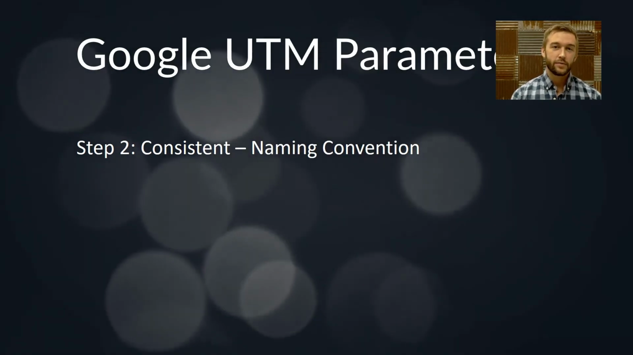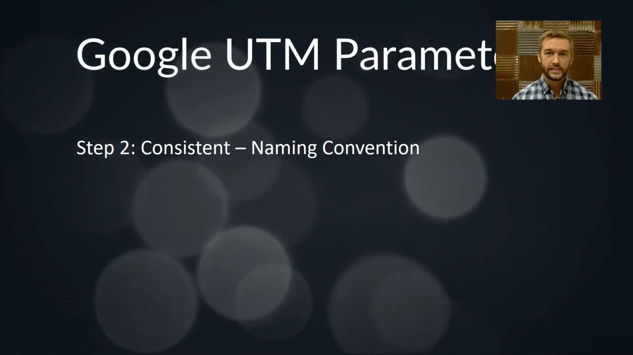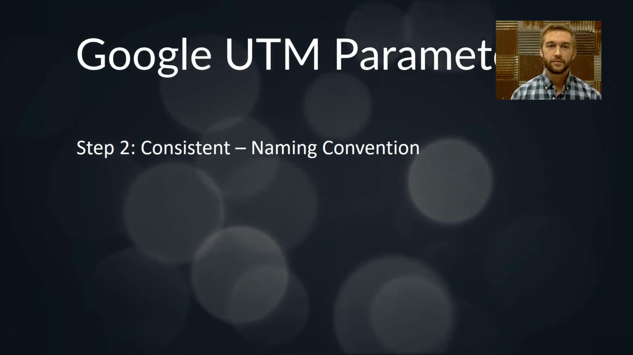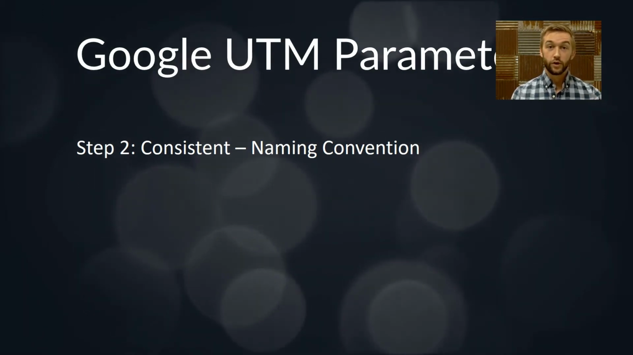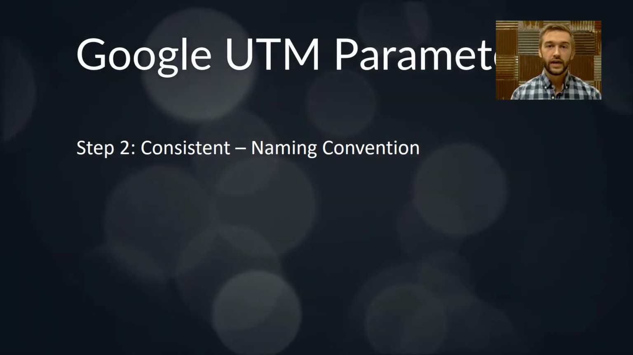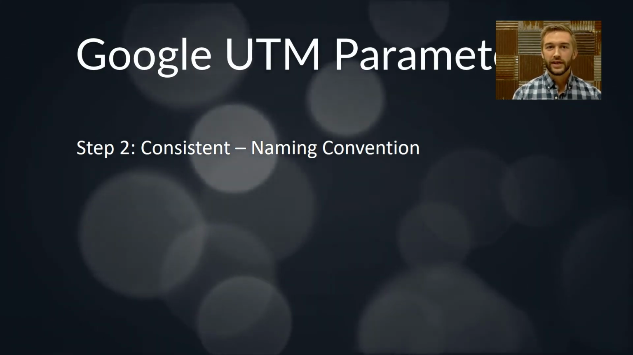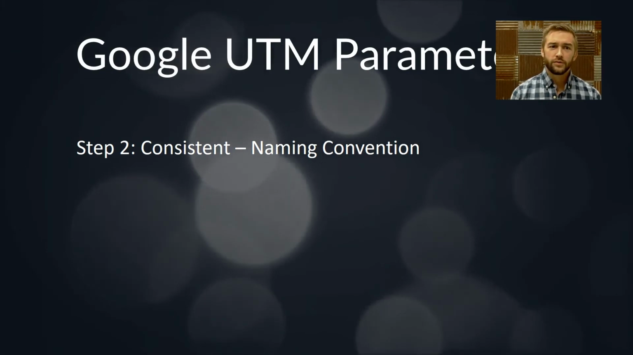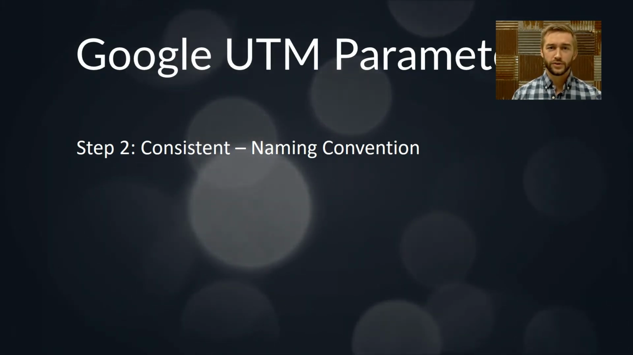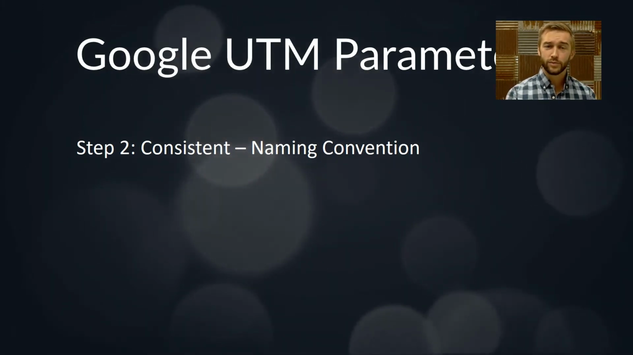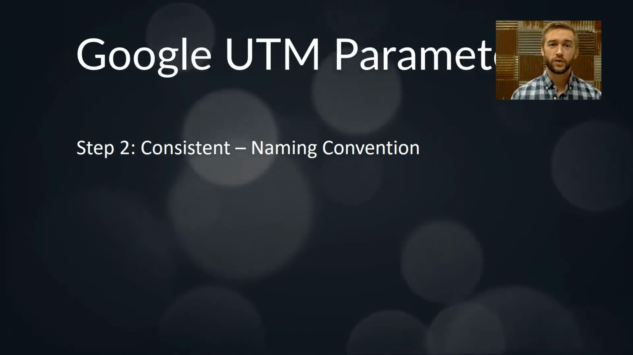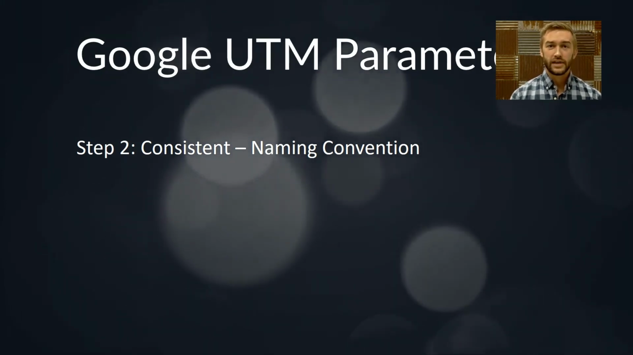And then your second step is to develop a very consistent naming convention. That way you're able to compare year over year or quarter over quarter, and you're calling everything the same name. That way you aren't having to figure out, well, what does this report mean? One day we call it paid social, the next day we call it paid Facebook, and then the next week we just call it Facebook. And it's all the same traffic.